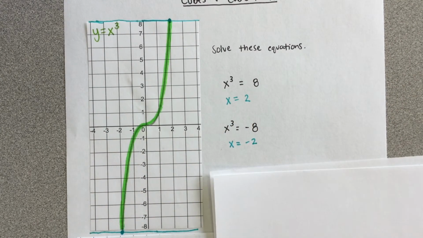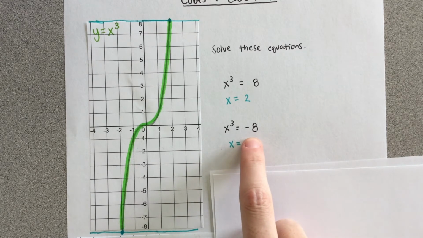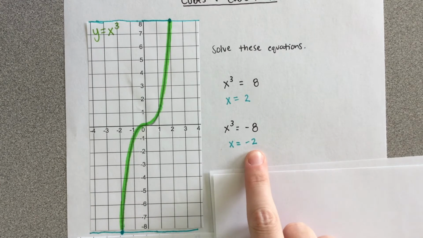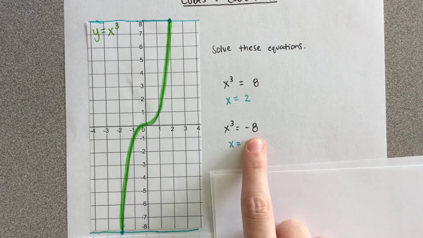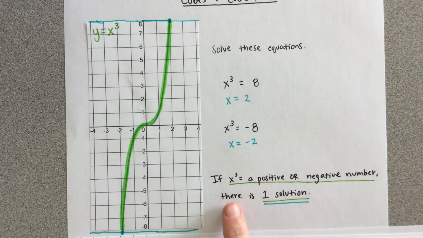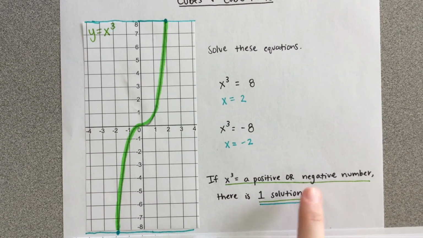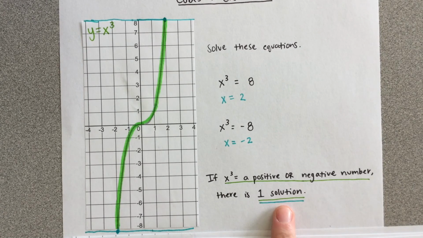So unlike a square and a square root function, a cubed function can equal a negative number. If you multiplied negative 2 times negative 2 times negative 2, you would get negative 8. So with a cubed equation, if you have x cubed equal to a positive or a negative number, there will be one solution to that equation.